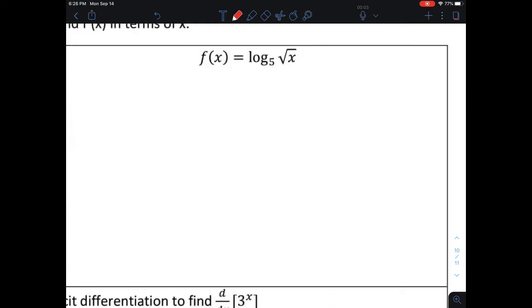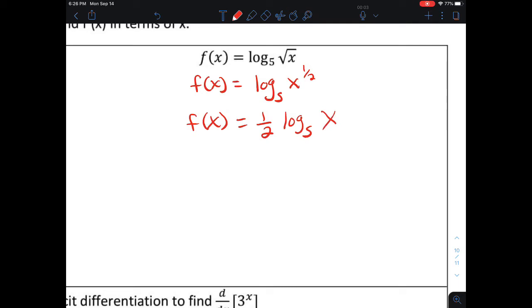We want to take the derivative of f of x is equal to log base 5 of the square root of x. And something we can do here right out of the gate is use a property of logarithms, because the square root of x is really x to the 1/2 power. And so I'm going to pull the exponent out front. So at least I made it a little easier to differentiate the inside. So it's 1/2 times log base 5 of x.